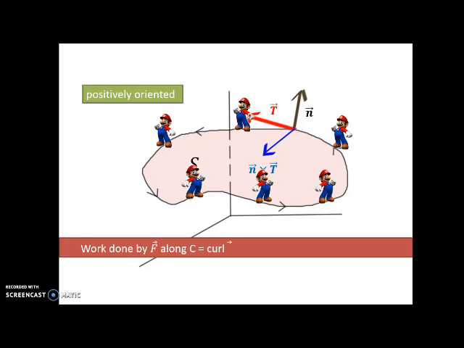Work done by F along C is equal to the curl of F dotted with N integrated over the surface. That's Stokes' theorem in words.